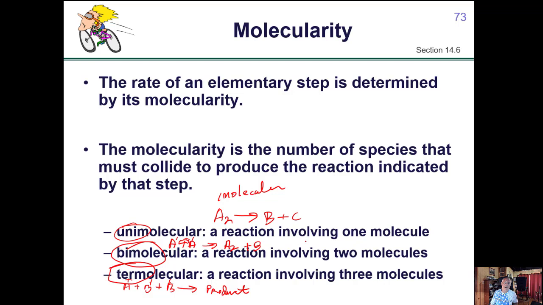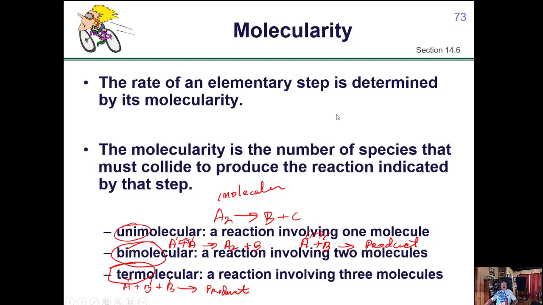Bimolecular, pretty common. And by the way, A plus B going to products, this is also going to be bimolecular. Okay, because here's a discrete molecule, here's a discrete molecule, these 2 guys have to combine, okay?